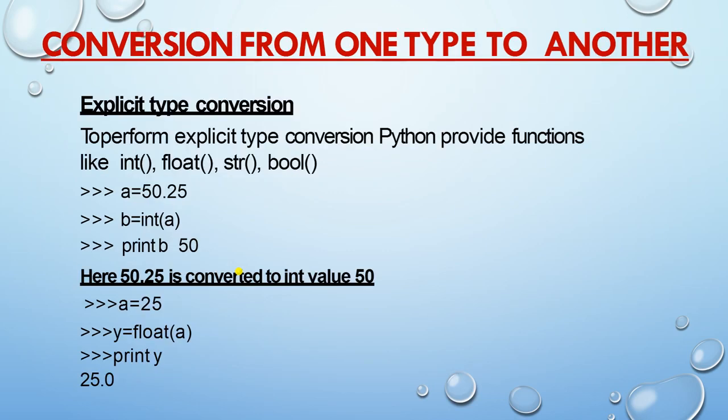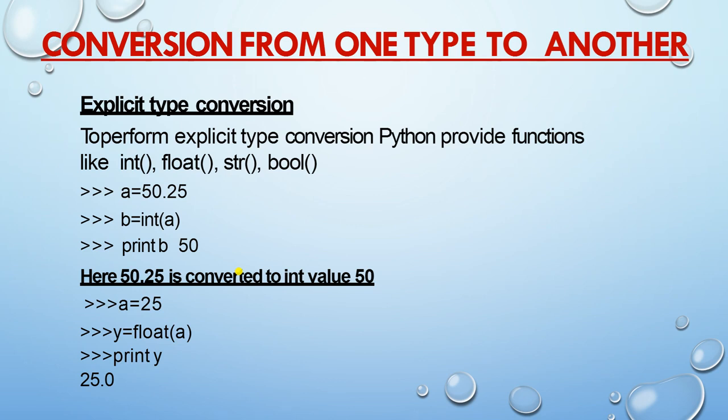Next is explicit type conversion. To perform explicit type conversion, Python provides the functions int, float, for string str, and for boolean bool. Here the value of a is 50.25, a float value. I am writing b equal to int(a). It will convert 50.25 to an integer, removing the fractional part, and when you print b, it will give you 50.